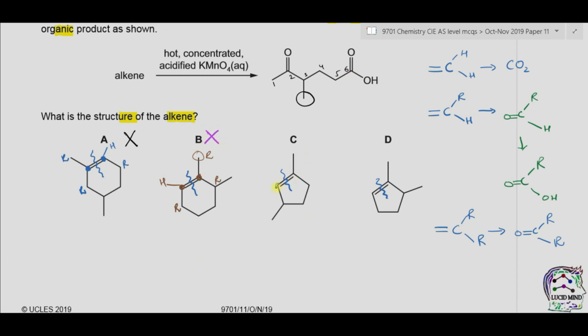Now for compound C, we can see that this carbon is attached with one hydrogen atom and one alkyl group, so it will be converted into carboxylic acid. While this one is attached to two alkyl groups, so it is converted into ketone. The product's form will be like this. The first carbon atom is converted into COOH. Then we have methyl group attached. Then CH2, CH2 and ketone.